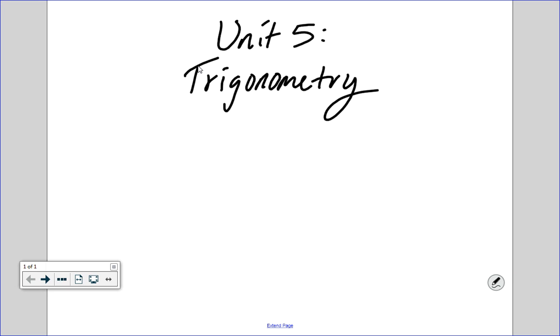This first chapter is going to be more review of basic trig. So we're going to talk about SOHCAHTOA and right triangle trig. Okay, back to what you did in geometry. The second chapter is graphing trig. This is probably going to be new, but we'll talk about how to do that.